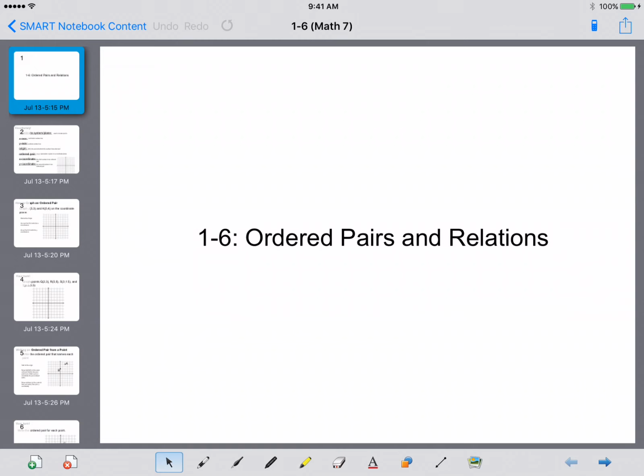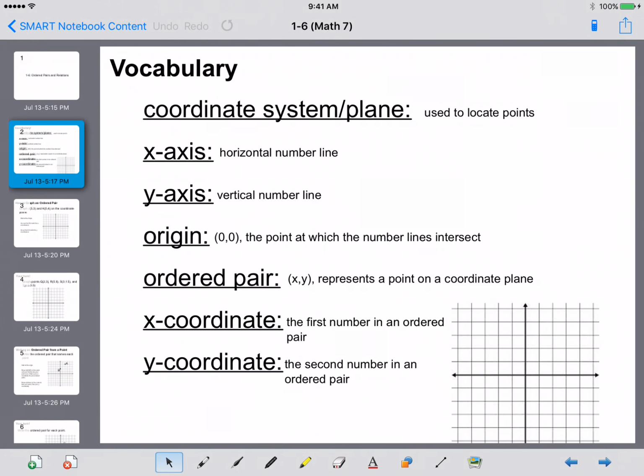This video is going to be going over Chapter 1, Lesson 6, Ordered Pairs and Relations. So once again, starting off with some vocabulary terms that we need to know. The first is a coordinate system or a plane. It's used to locate points. This graph down here is what a coordinate plane is. It's got your x and your y axes, like listed here.